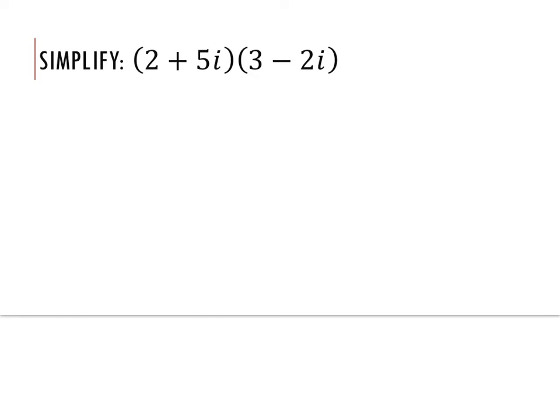Alright, so now we're multiplying these complex numbers together. We added, we subtracted, now we're multiplying. When you multiply, we're just using FOIL. So we have to multiply our first pieces together. 2 times 3 gives me 6 first, and then our outer pieces together. 2 times negative 2i gives me negative 4i. We have our inner pieces, which gives me 15i.